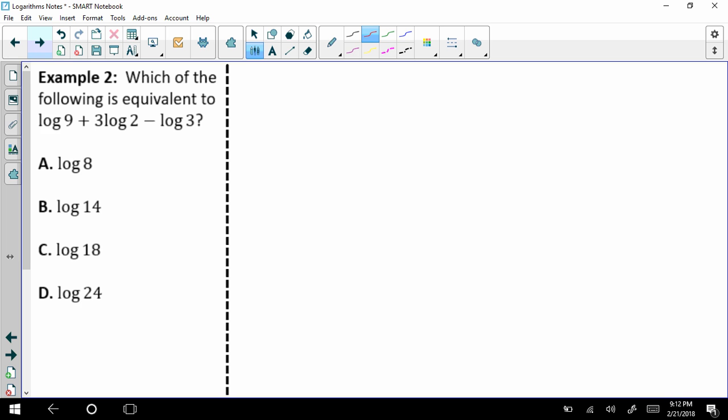All right. Now they have it expanded, and this is a multiple choice problem, so which of the following is equivalent to this? This is expanded, and we want to make it 1 log. Okay. So let's take this piece by piece. So we have log 9 plus 3 log 2 minus log 3.